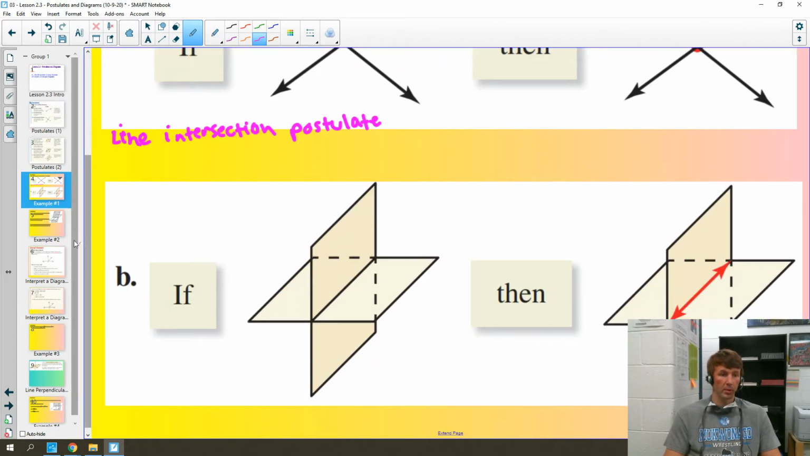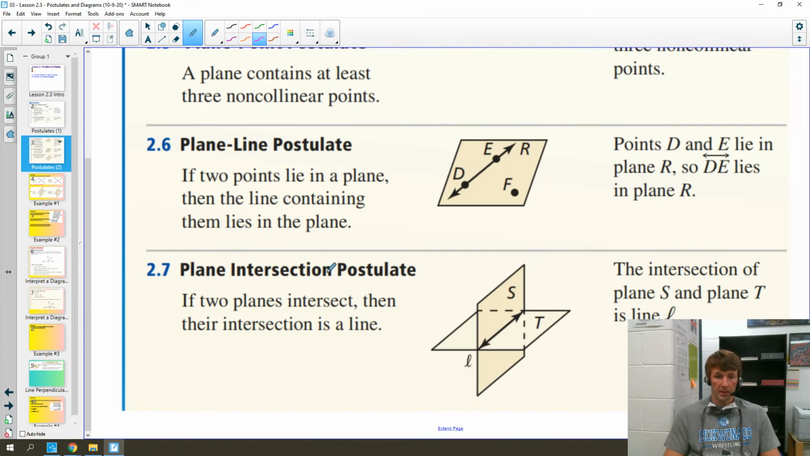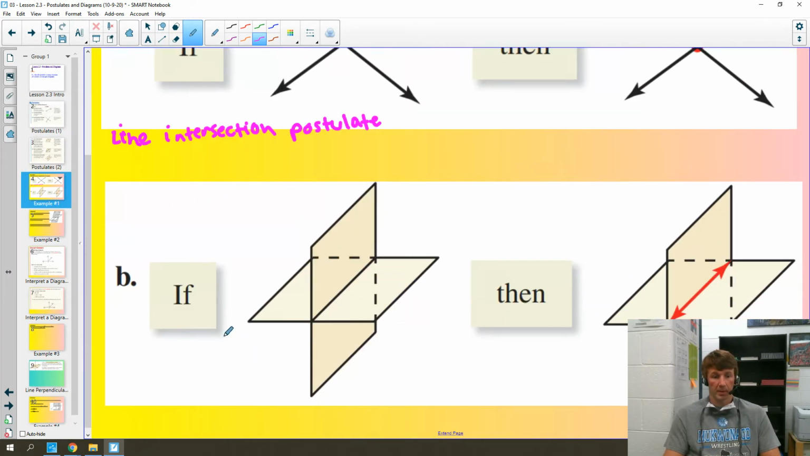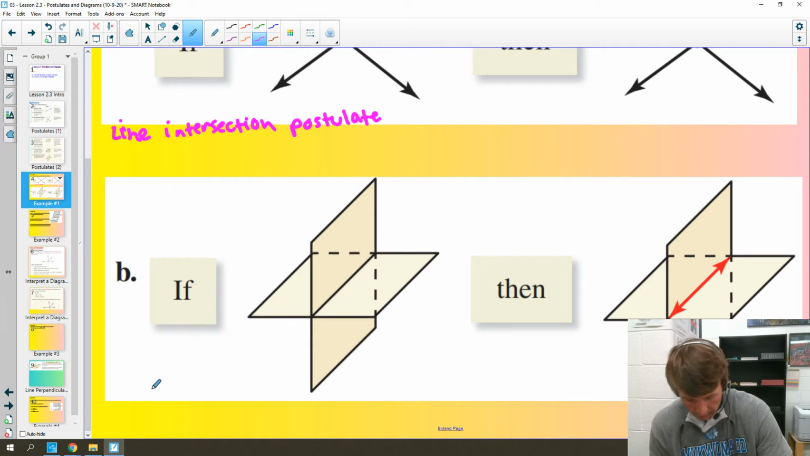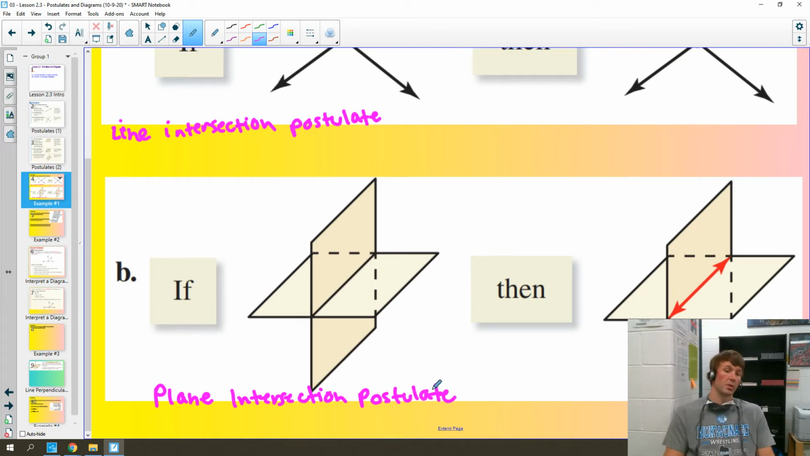I think it's very similar, the one we finished with. If two planes intersect, then their intersection is a line. I don't have that postulate memorized. What was that one called? The plane intersection postulate. So I'd come to my part B here and just say that was the plane intersection postulate. All right, so far so good. We're just using our notes to look for specific examples of something we see in a figure.